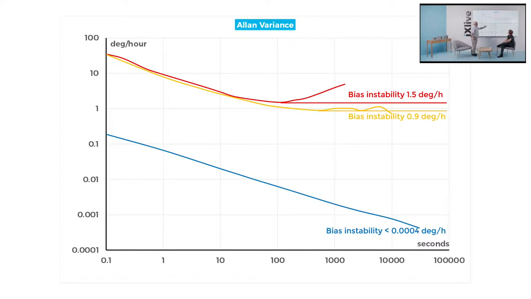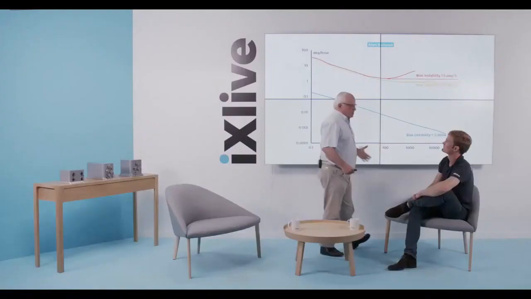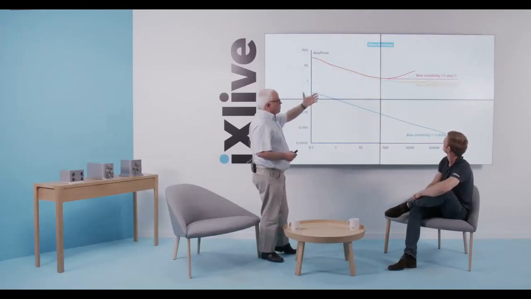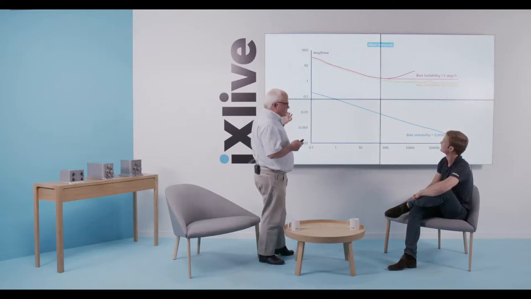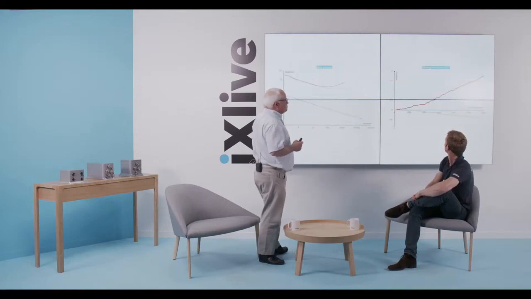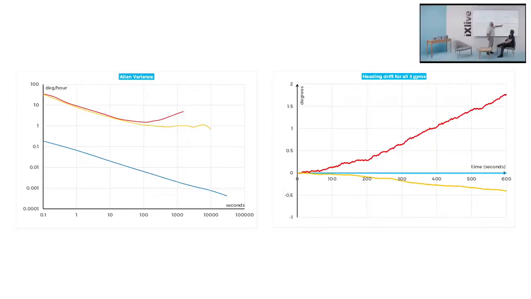You remember that very often this is the figure that you can find on data sheets. So you could imagine that from these figures only, the red gyro and the yellow gyro would have very similar drift, which is not fully the case. You can see here that the red one is very different. It's at least 4 times worse than the yellow one. And we can have some explanation, even if we have very close figures for the bias instability.